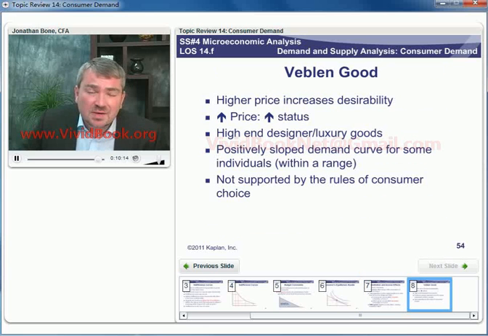And the last thing we need to talk about in this reading is a Veblen good. Higher prices increase desirability. So what we're saying essentially is as the price goes up, the status of the good increases, and as a result, people will demand more of it. The idea of it being reassuringly expensive. And of course, this is the case with designer and luxury goods. The higher the price, the more prestige the good has, and as a result, potentially, for some individuals, the greater the demand. So for some, but of course not all individuals, you'll find a positively sloped demand curve. In other words, as the good's price goes up, quantity demanded increases.